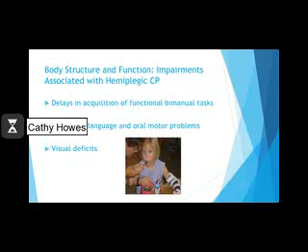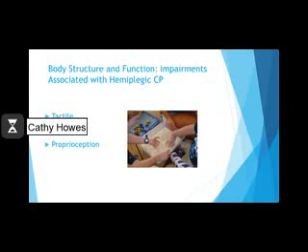Visual deficits in children with hemiplegic cerebral palsy might include hemianopsia and visual neglect, as well as oral motor problems and delays in acquisition of functional bimanual tasks. Children with hemiplegic cerebral palsy may display hypersensitivity or hyposensitivity to touch. Additionally, they may exhibit tactile defensiveness or impaired discrimination. Their proprioception may be impaired, altering body image, posture, and midline orientation.